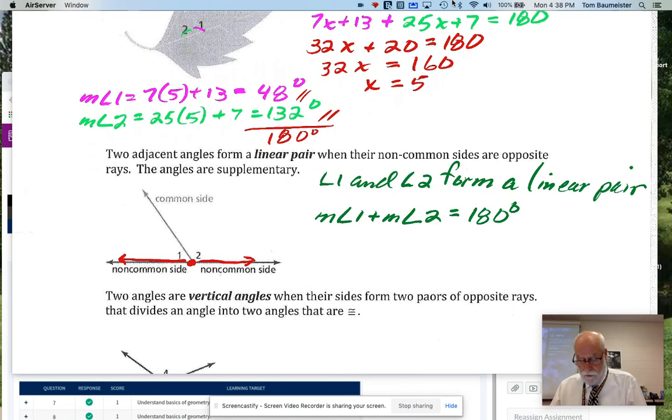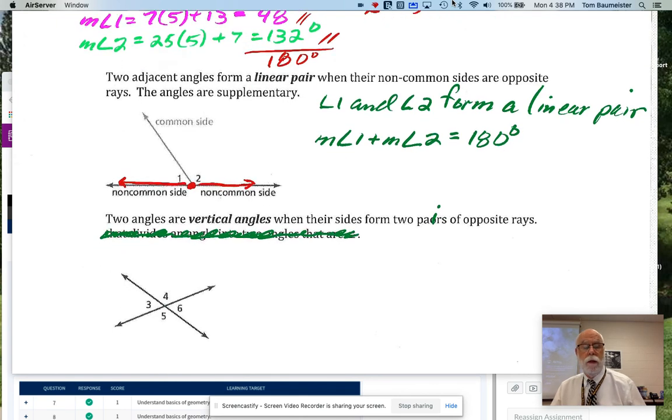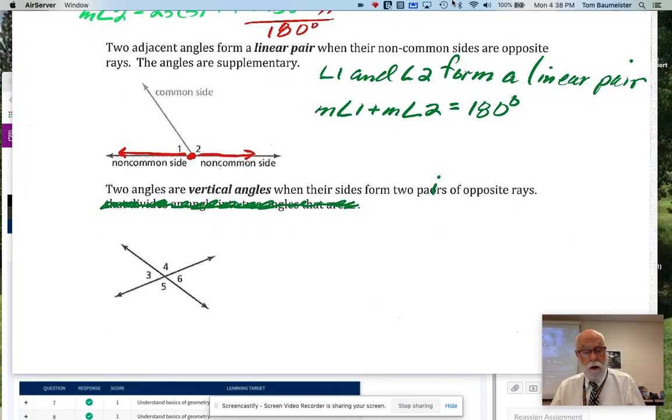So two angles are vertical angles when their sides form two pairs. And it looks like I didn't do a good job of proofreading this. Pair of opposite rays. And then, oh man, I really didn't. So this right here shouldn't even be there. So that's my fault. I will make sure I fix that for next year. So I'll make myself a note.